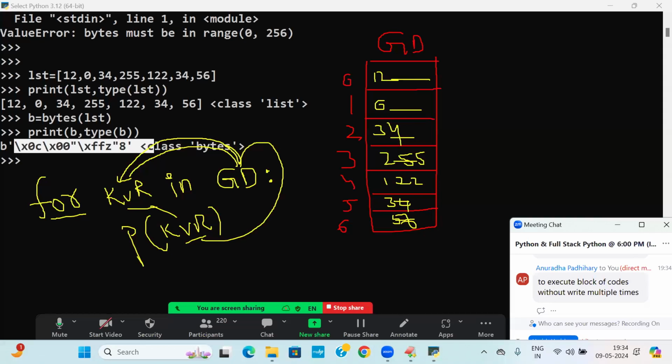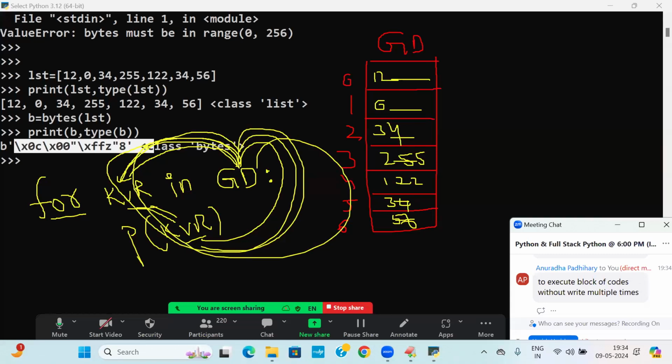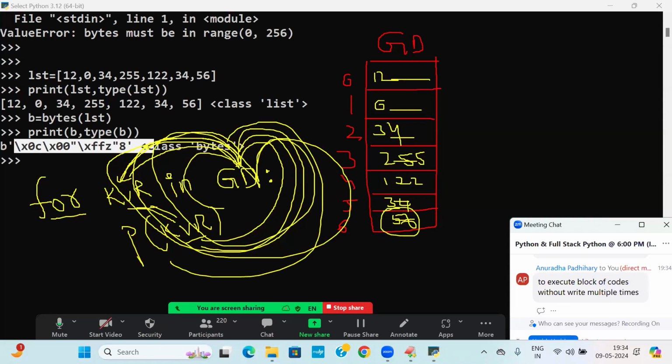What is the next value here? Come on, 0. 0 will be printed. Go to the next time. 34. 34. Next, like that, it will execute all the values. All, 56 also printed. Go back. No more values. It is becoming false. Coming out of it. Are you able to follow?